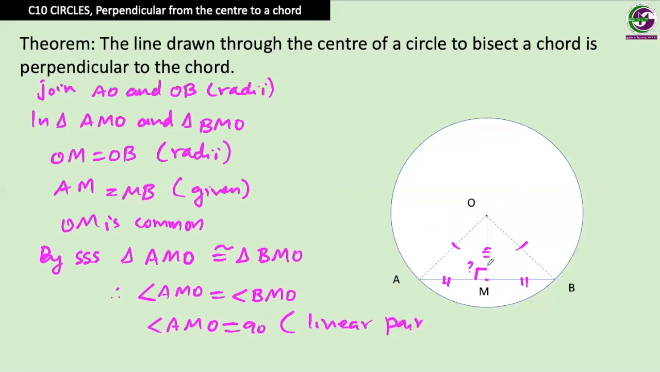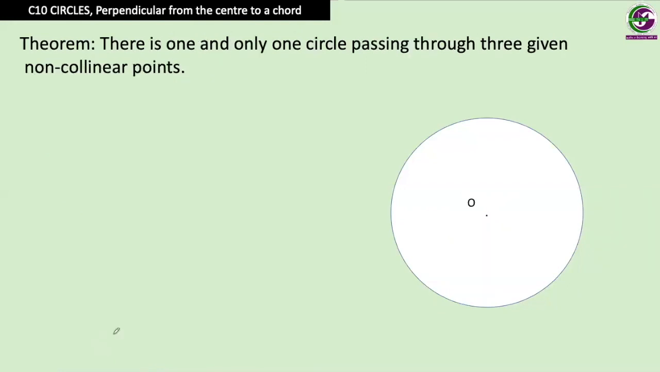Because if these two are equal, 90 plus 90 is 180 to form a straight line. So we can see that OM is perpendicular to AB. Let us see one more theorem.